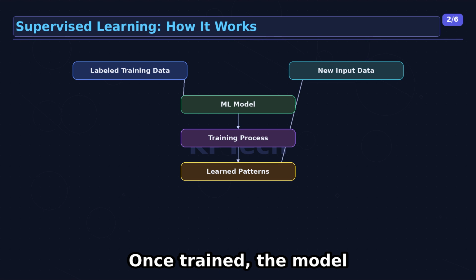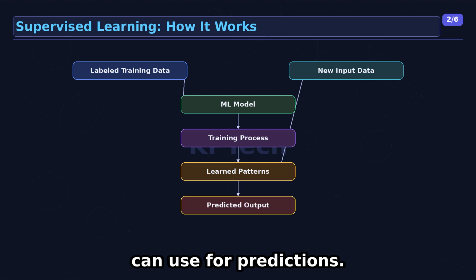Once trained, the model has learned patterns it can use for predictions. When you give it new input data it's never seen before, it uses those learned patterns to predict the output. It's like teaching a student with example problems and answers, then testing them on new problems.